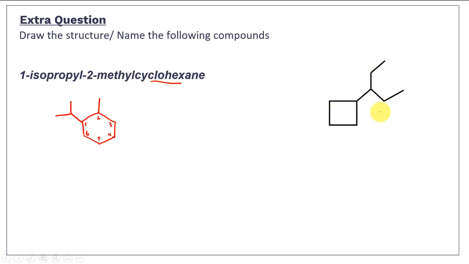For the second structure given here, let's check which one is your parent. Looking at this cyclic compound, you only have 4 carbons, and this straight chain has 5 carbons. So the straight chain, because of the greater number, becomes the parent. The parent having 5 carbons is called pentane. At position number 3, there is a cyclic structure as the substituent, so we name it cyclobutyl, a 4-carbon butyl. So 3-cyclobutylpentane.